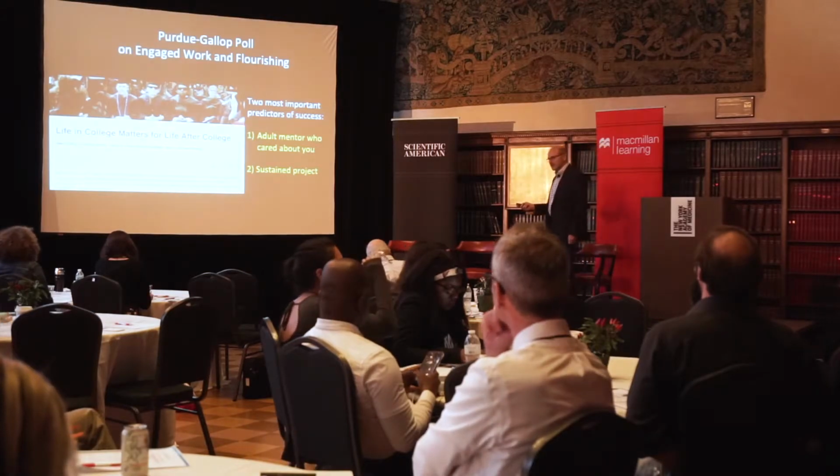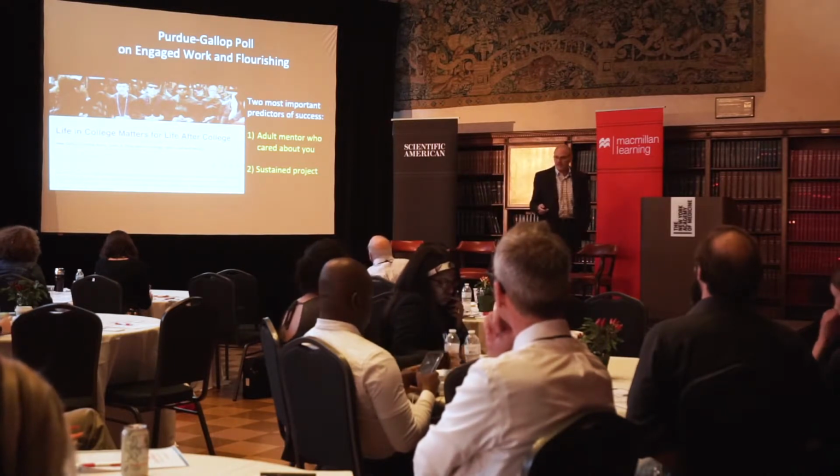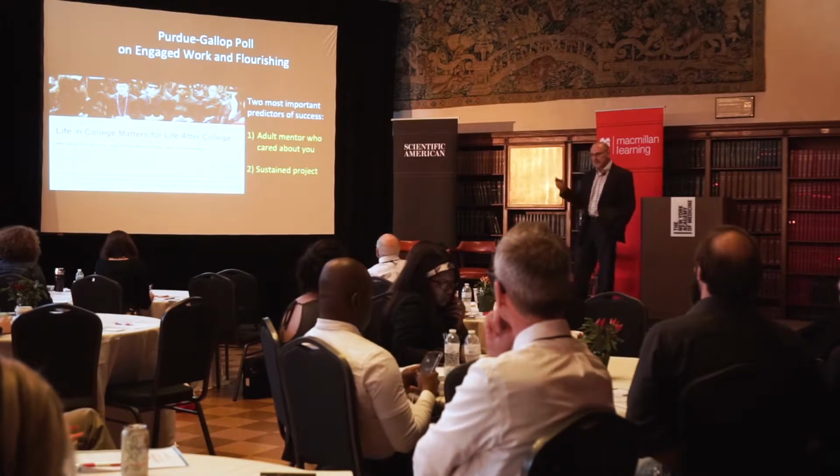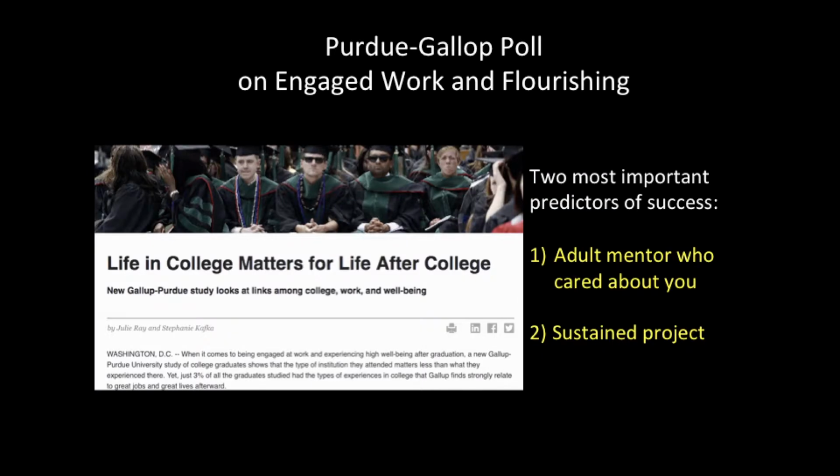We also know from the Gallup-Purdue poll, right? They've done this twice, 30,000 alumni from a whole diverse range of schools, asking them 20 years later if they're thriving in their work or engaged in their work or flourishing in their life. And the punchline is that you are 74% more likely to be thriving at work or flourishing if you had one of those two things in college, an adult mentor who cared about you and worked on a sustained project for a semester or longer.